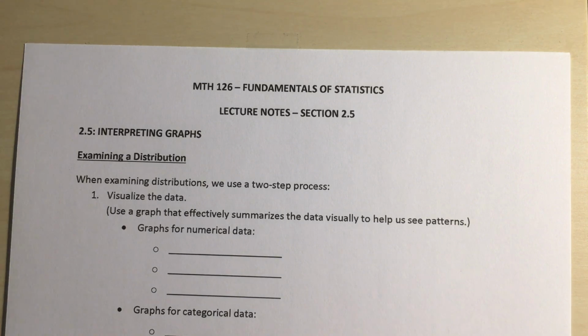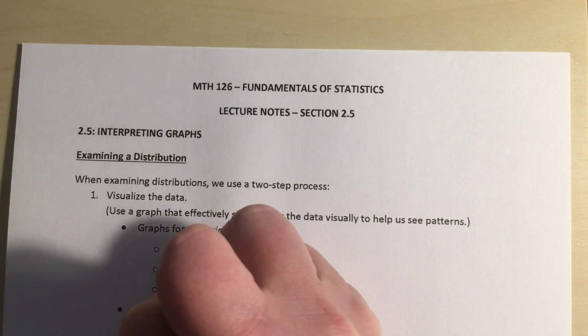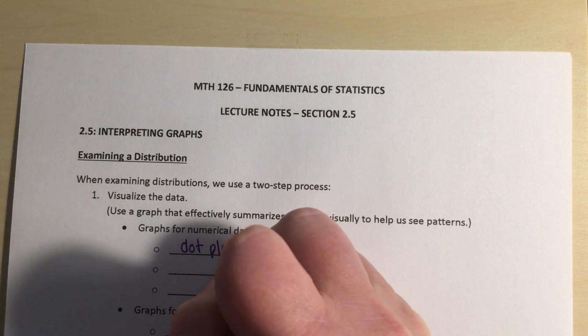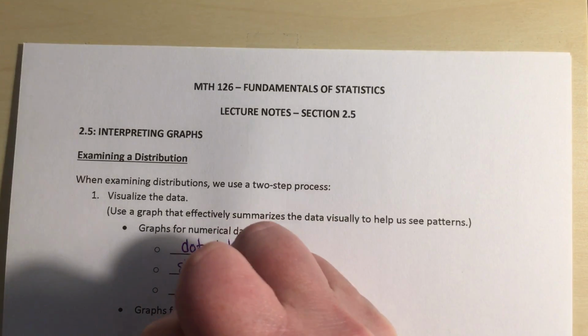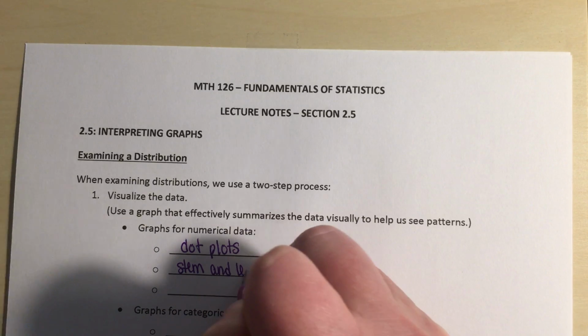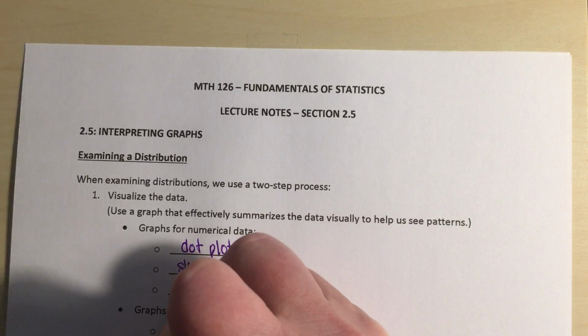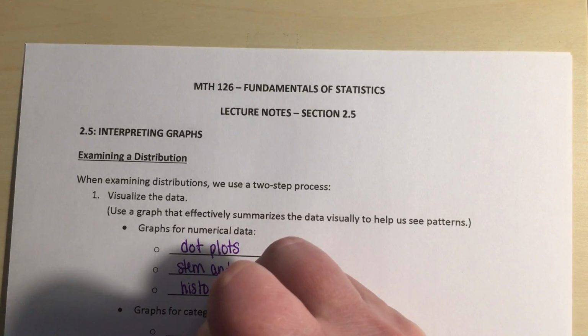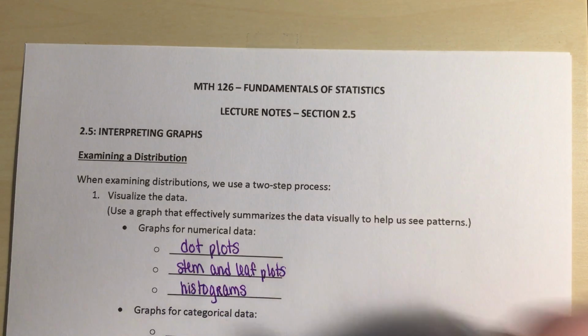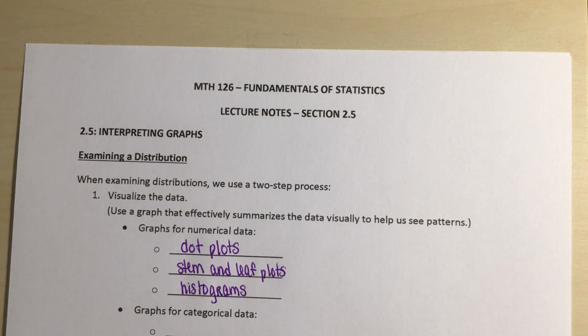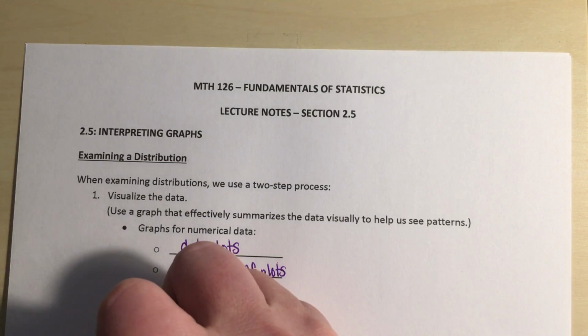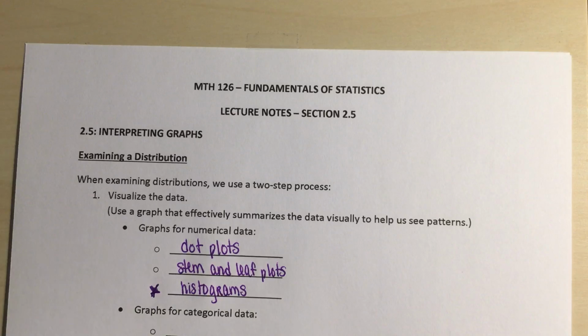Our graphs for numerical data, we talked about dot plots. We talked about stem and leaf plots. And we talked about histograms. We talked about interpreting different information from them, how to create them, how to get useful information, their advantages and disadvantages, and we said clearly the one that we're going to use the most, that we've seen the most in examples since then, and we're going to continue to talk about this semester, are histograms.